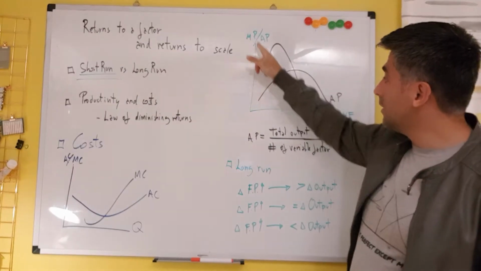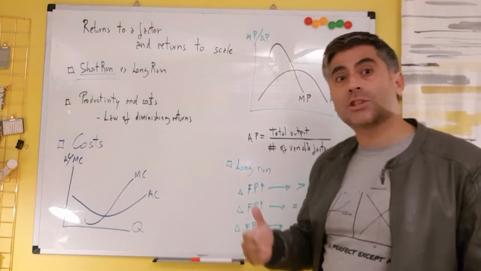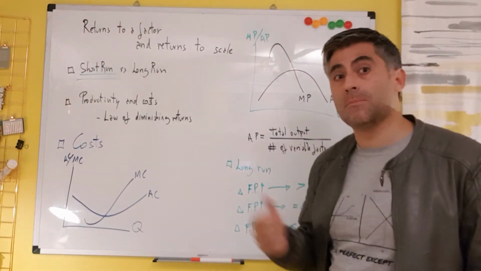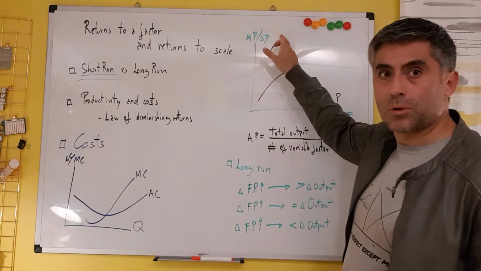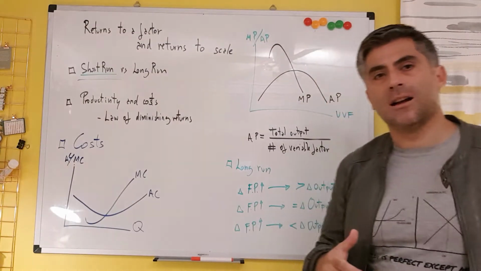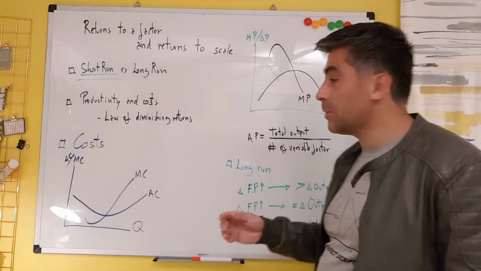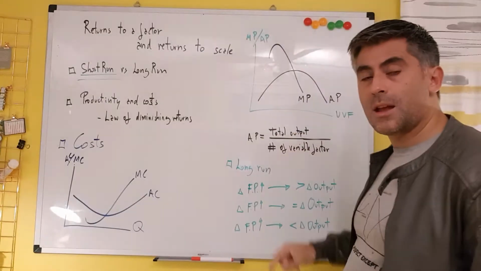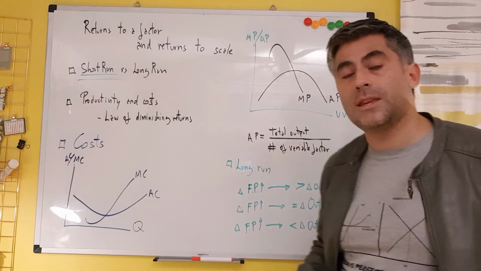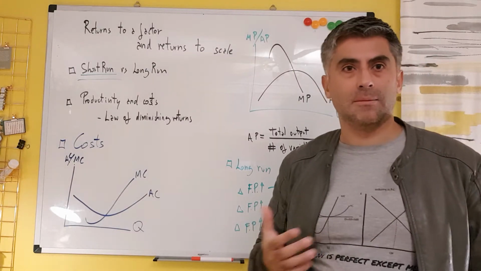So on the y-axis, we have the marginal product, and that's the extra output I will get by employing one more person. And then we also have the average product, and that's the average output per employee. So first of all, we have this one that goes up and then sharply goes down, and that is because the law of diminishing returns is taking place.